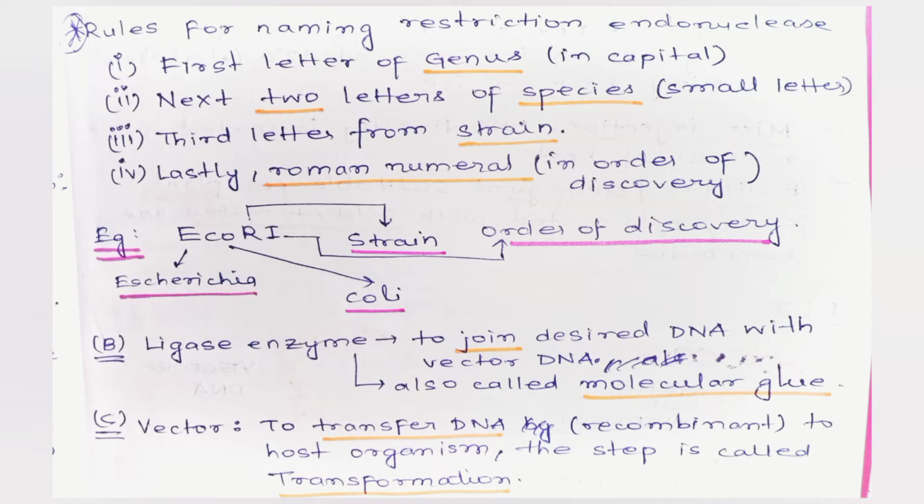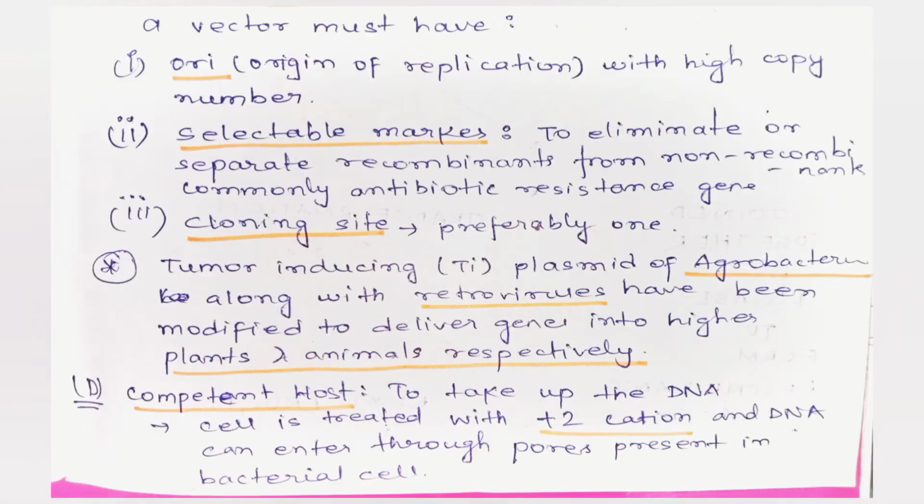The third tool is vector, which is required for transferring the recombinant DNA to the host organism by the process called transformation. A vector must have an ORI site with high copy number, selectable markers to eliminate non-recombinants from recombinants, and preferably one cloning site. Important point to be noted: the tumor-inducing plasmid of Agrobacterium tumefaciens and retroviruses have been modified to deliver genes to higher plants and animals respectively.